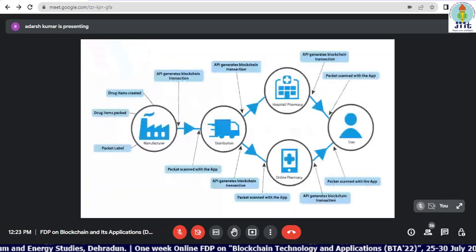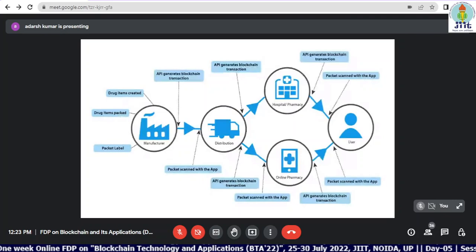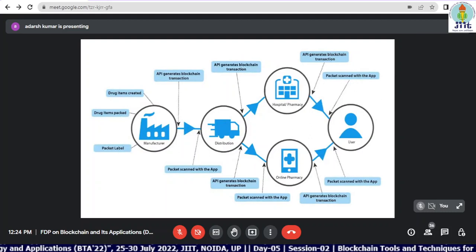This is another picture of drug traceability. I told you there are different entities required. If you start from the left-hand side, there's a manufacturer. Before the manufacturer, a raw material collector is also required. After collecting the raw material, the drug item will be created. The time when it is created, how it is created, what quantity has been created, how it is packed, what material is used in the pack.